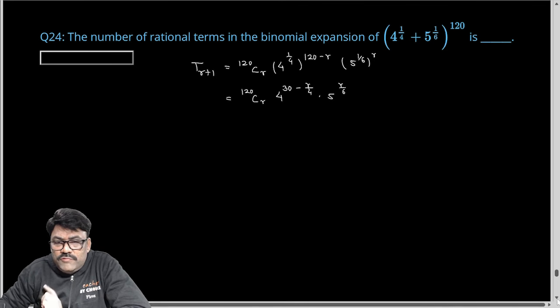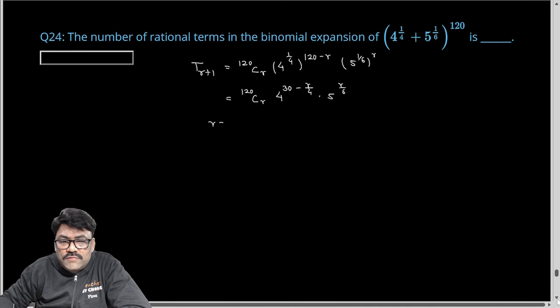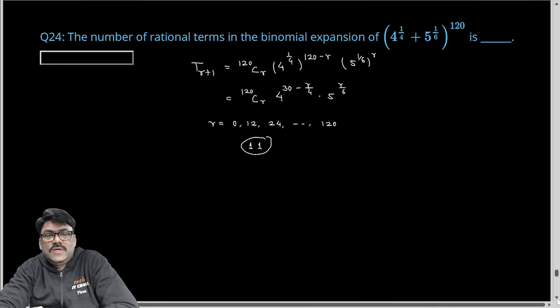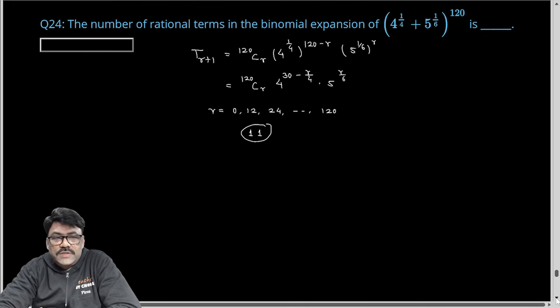Obviously the term will be rational if r is a multiple of both 4 and 6. Since r is a multiple of both 4 and 6, r must be a multiple of 12. Means r can be 0, 12, 24, and at most r can be 120. So how many terms are you getting here? 11 terms. So the number of rational terms is 11 here. Means 11 will be the final answer, right?